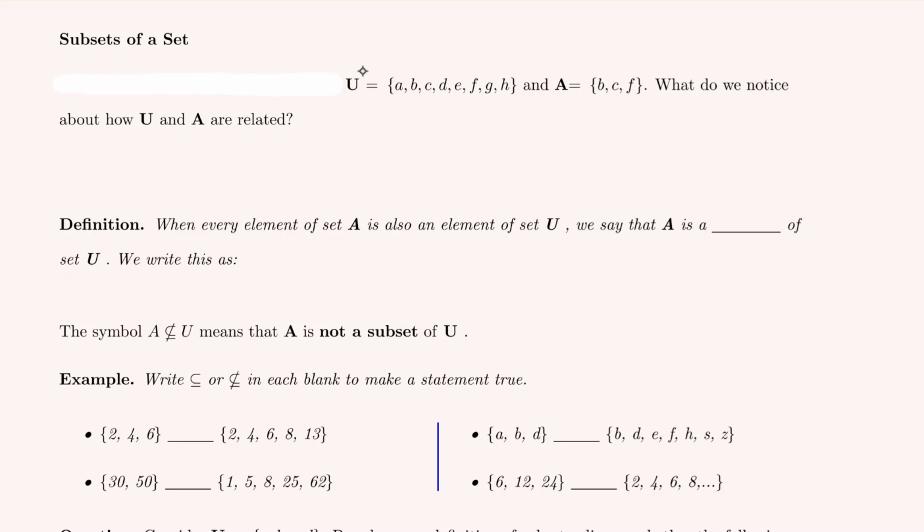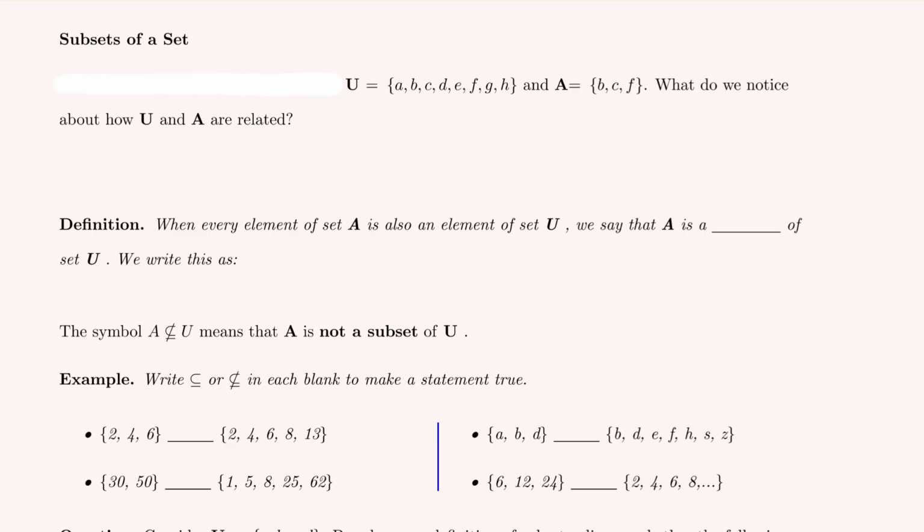Consider the set U, which is made up of the elements A, B, C, D, E, F, G, and H. Next, let's consider the set A, which is made up of elements B, C, and F.